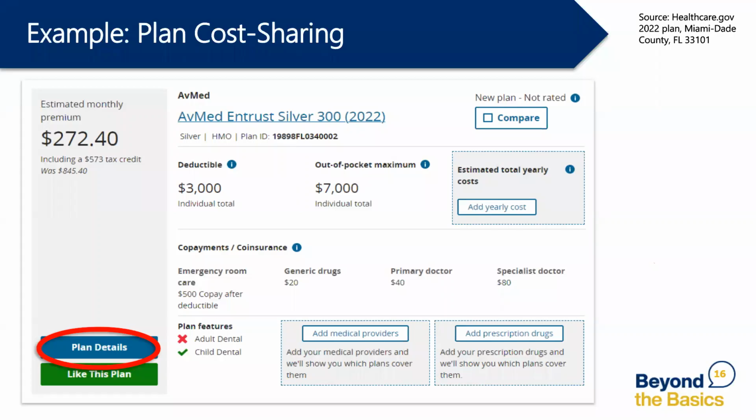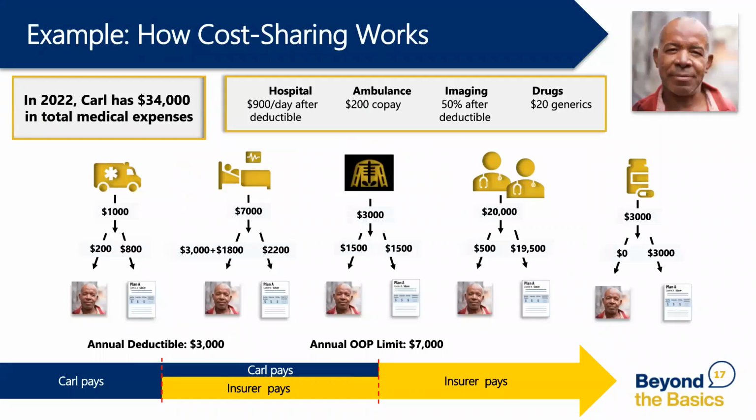But first, let's look into the details of how this would look for Carl if he had this specific plan, and what his cost sharing for different services would be. So with this plan, in this example, he has $34,000 of total medical expenses. You can see in the box by his photo at the top of the page some of the specific types of cost sharing that are in this plan for Carl. So for a hospital stay, he would pay $900 per day after the deductible.